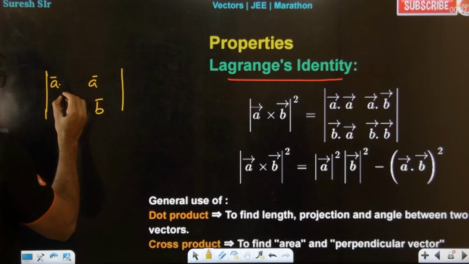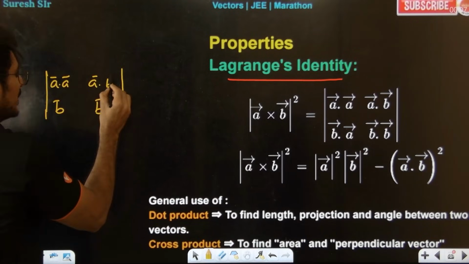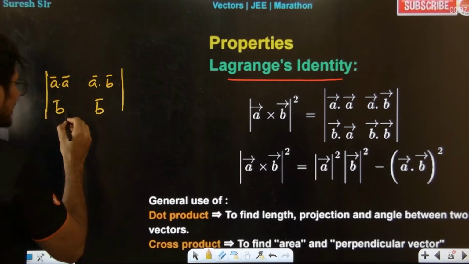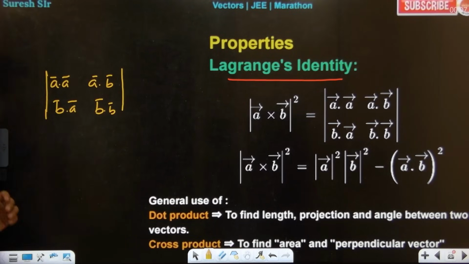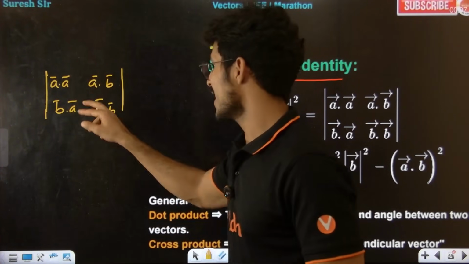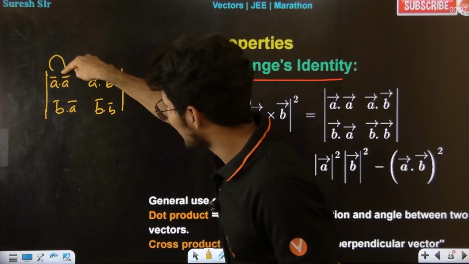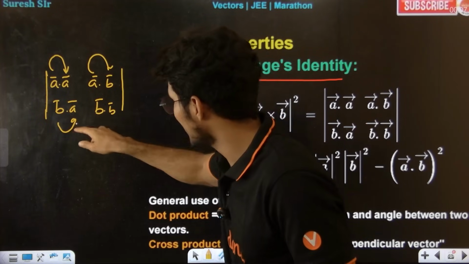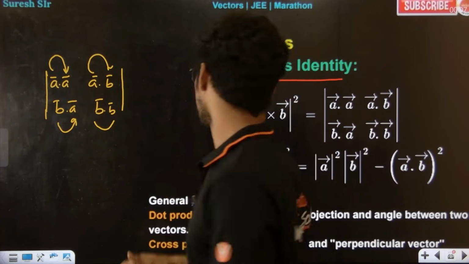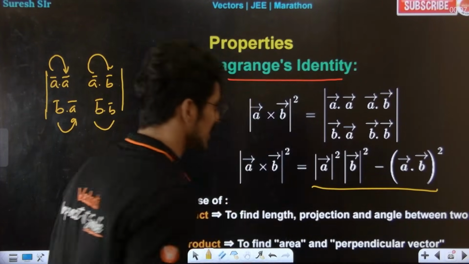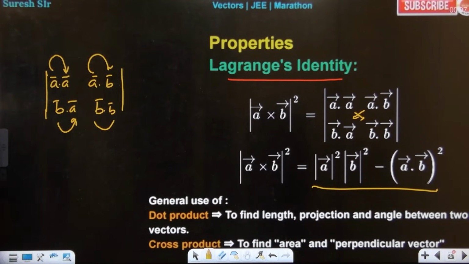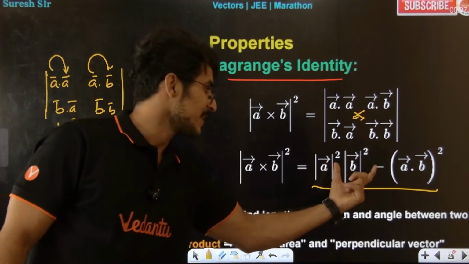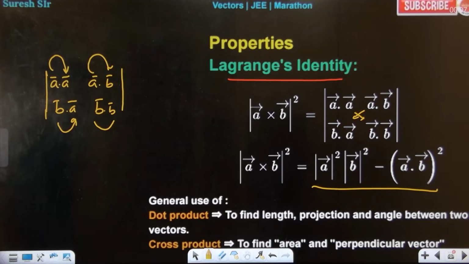Now with A vector, A one time, B one time; with B vector, A one time, B one time. That is all. So you write A, B, and B; A with A, A with B, B with A, B with B. When I open that determinant, I get this result. Yes or no? How simple it is to remember, guys?